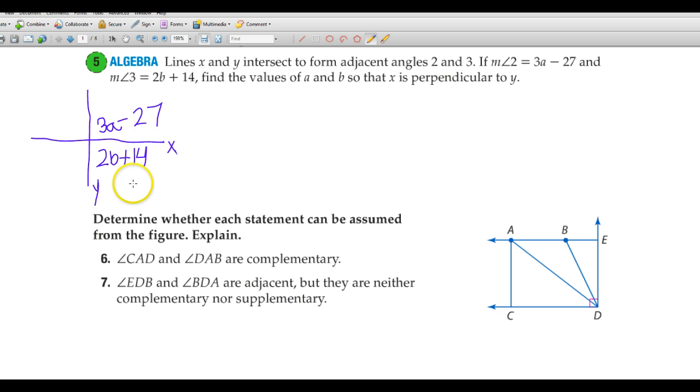So if these two lines are perpendicular, then each of them will be 90 degrees because we would have perpendicular lines forming right angles. So all four angles would be 90 degrees. So we would set 3A minus 27 equal to 90.